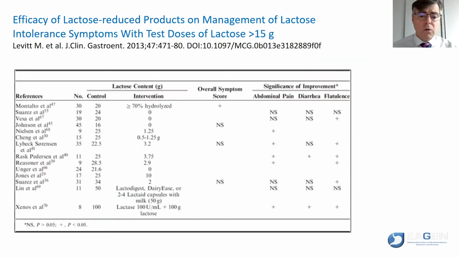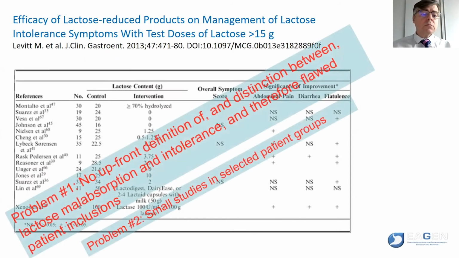And that also relates to all or most of the studies in lactose intolerance, in which lactase supplements were tested. Again, these studies share both of these problems: no upfront definition and distinction between malabsorption and intolerance, and flawed patient inclusion. And the second problem, small studies in selected patient groups.